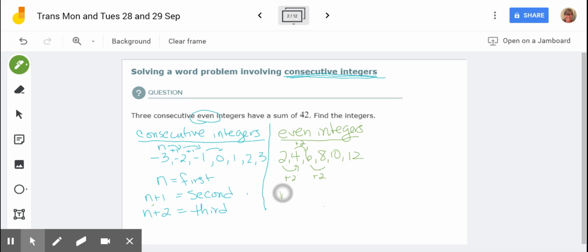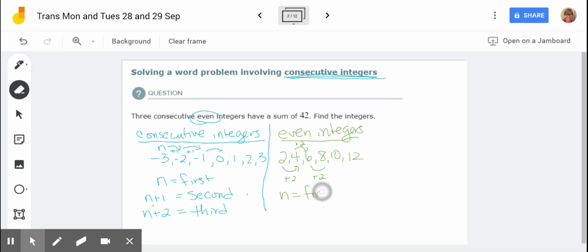So the first number for even integers is n. Okay. What is the second number? N plus 2. What's the third number? N plus 4, because it's n plus 2 plus 2. That's how we get even integers.